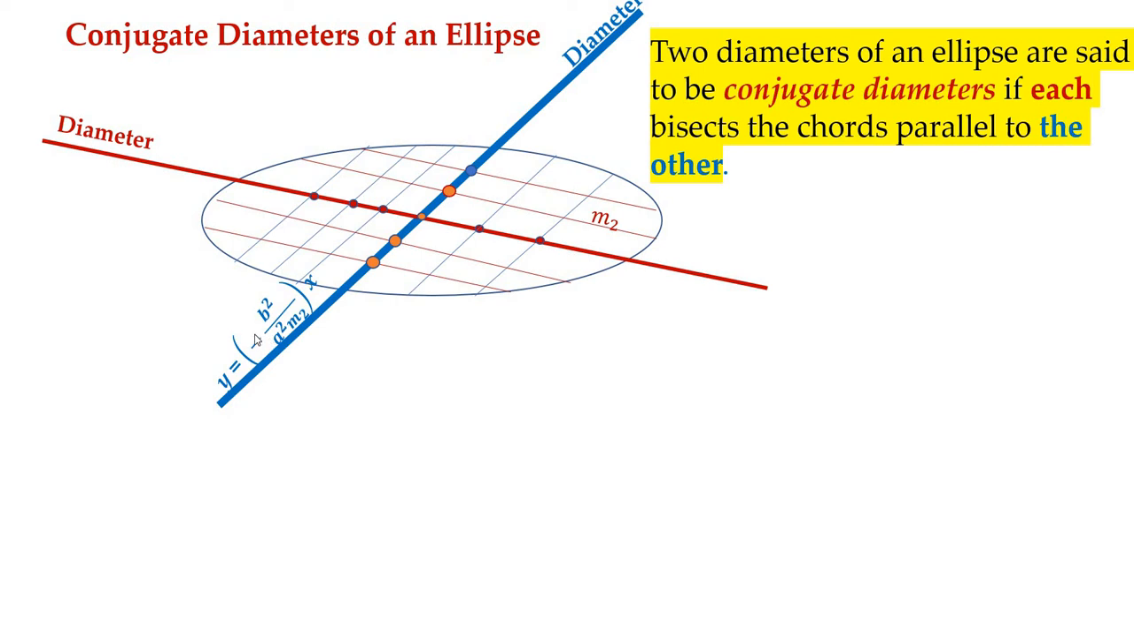Now by the previous theorem we can easily get the equation of this diameter to be y is equal to minus b square by a square m2 x. Why is it so? If you consider these parallel lines having slope m2 and the midpoints, when we join them we get the diameter. So once the slope is known, the equation of the diameter is known. So we have y is equal to minus b square by a square m2 x.